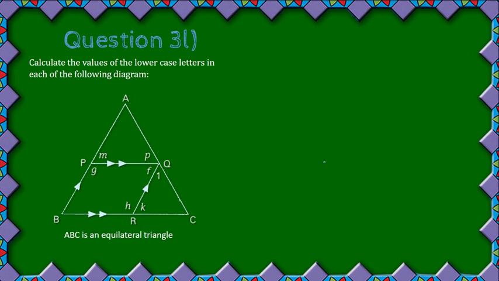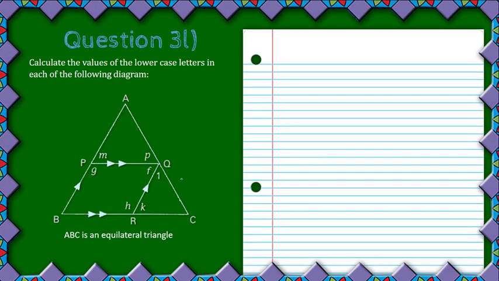And then for 3L, here we have quite a few to calculate, but I don't think it's that difficult. The key is that ABC is an equilateral triangle. So what does that tell you about the sides? All the sides are equal, AB, BC and CA. And what does it tell you about the angles? All the angles are equal to 60 degrees.